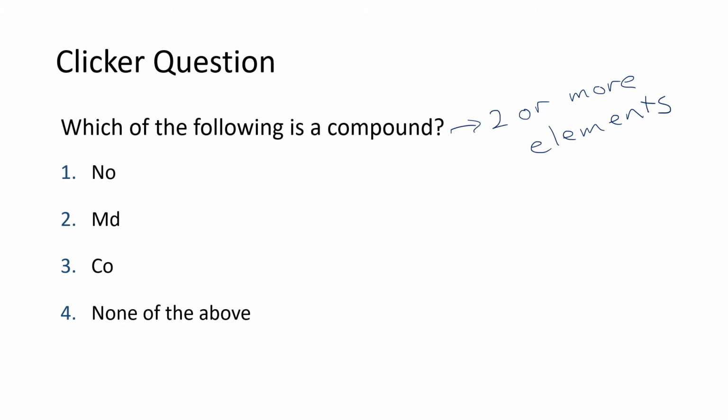Let's see, that first one, by the way, was nobelium. Number two is mendelevium. Capital C, little o, that's indicating just the element cobalt, right? Because if you have a capital followed by a lowercase, that's just a single element. So the best answer here is none of the above. All of these are elements. None of them is a compound.